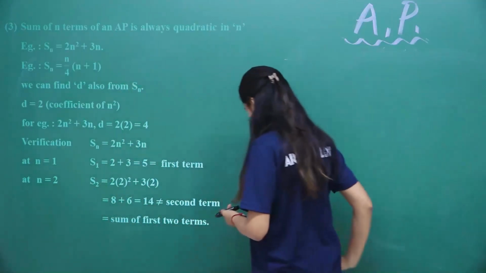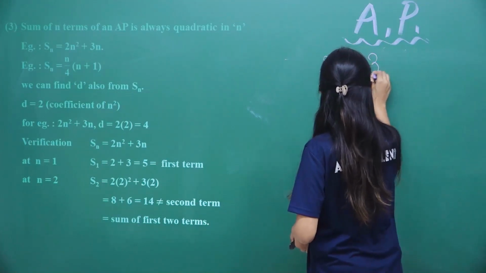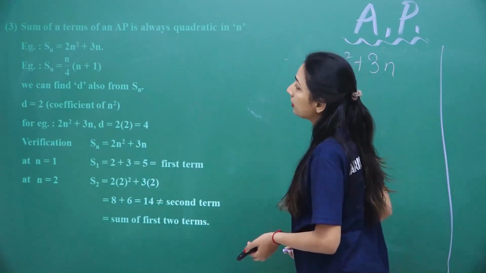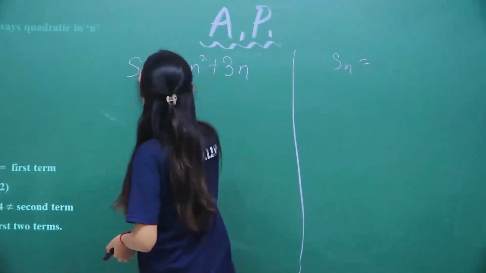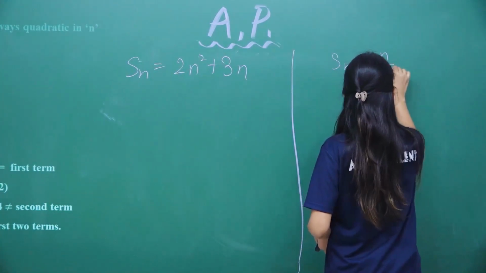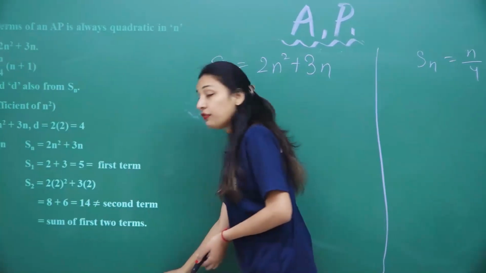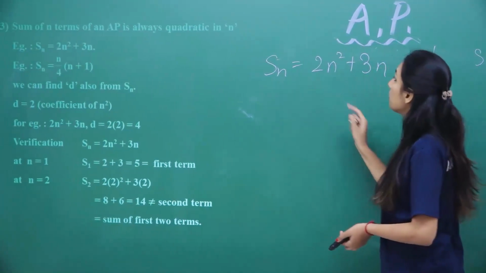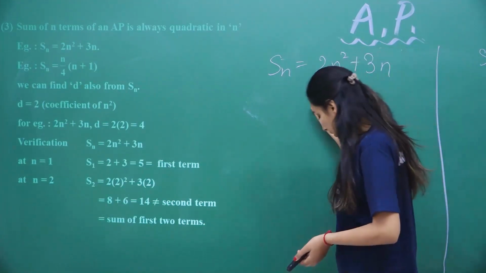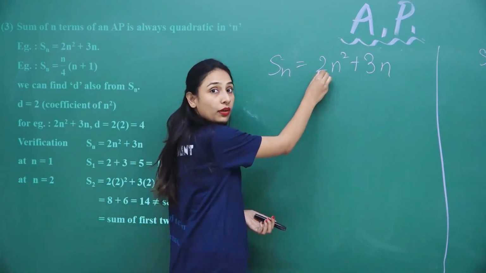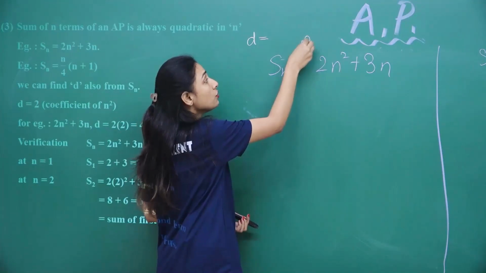So, here the example given is 2n square plus 3n. And the another example given is Sn equals n by 4 times n plus 1. Okay. So, these two examples are given. Now, if we talk about the first one, Sn equals 2n square plus 3n. Okay.